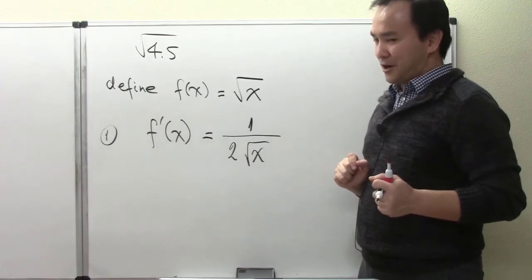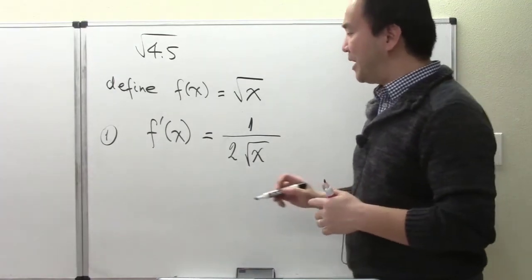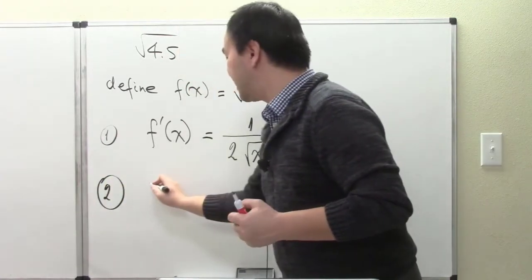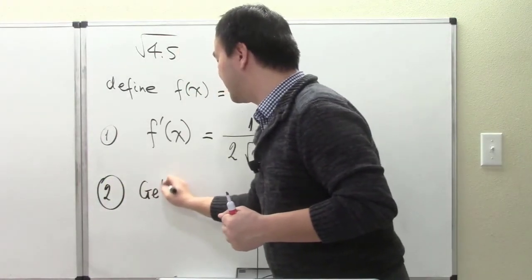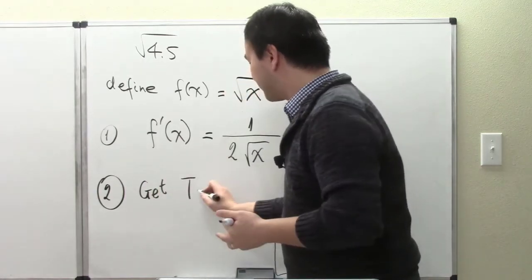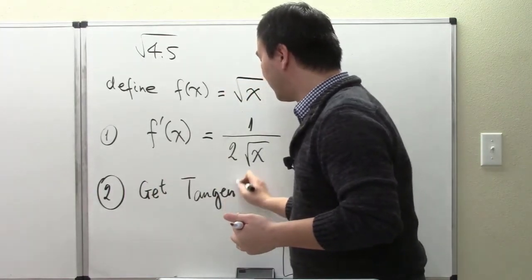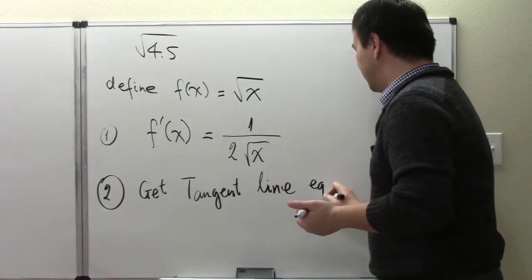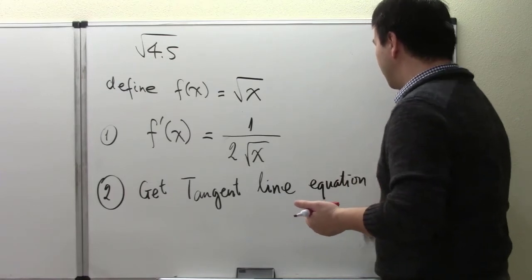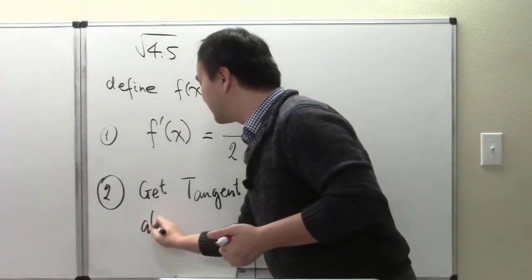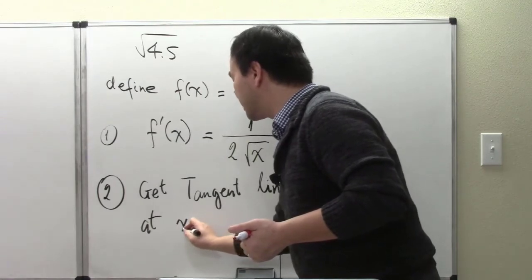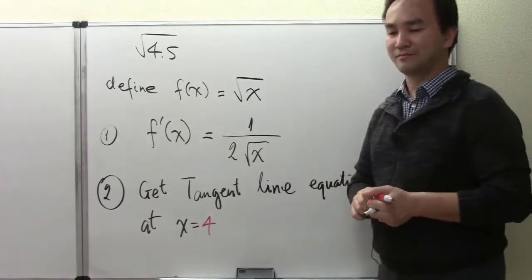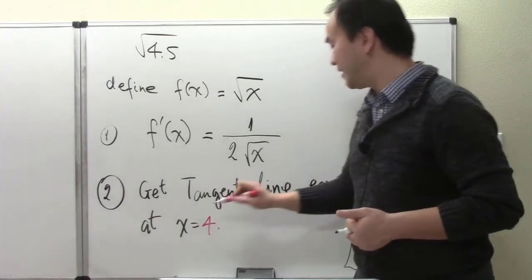Okay, and so the next big step here is I'm going to get the tangent line. That's the next big step right here. Get the tangent line equation at x equals 4. Okay, at x equals 4.